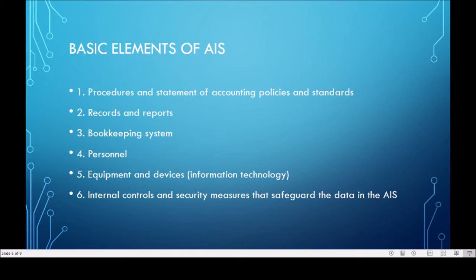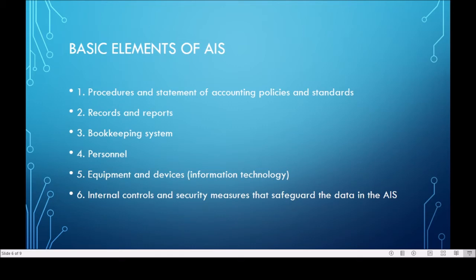Second element is records and reports. The accounting information system that we have, whether it's manualized or computerized, is able to record and produce reports. So it is a basic element of accounting information system. Another, the accounting information system has the bookkeeping system. It can record and classify transactions, whether accountable or non-accountable, whether those items are considered assets, liabilities, equity, expense, and revenue.